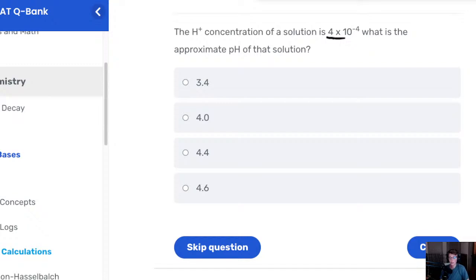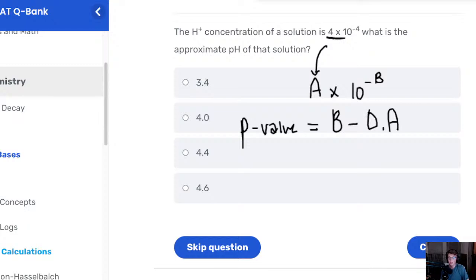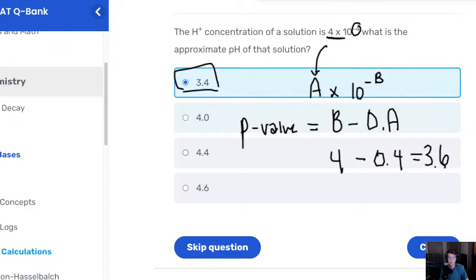Basically, the way this will work is if we translate this into the form of A, that's where that 4 is coming in, times 10 to the negative B, we can say, when I take the negative log of this, what will I do? If we're going to get that p value out of this, the p value is going to be equal to, well, what did we normally do? We took the exponent and we just flipped the sign. So it's going to be B minus, and then you just put 0.A. In this case, the exponent, if we flip it, would be 4 minus 0.4. So this is approximately a pH of 3.6, which A is as close as we're going to get, so it must be the correct answer here.